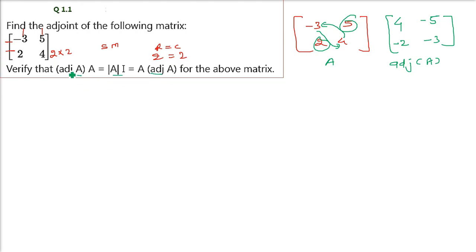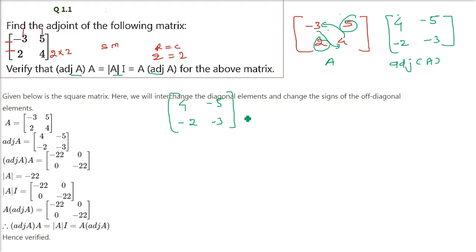There are 3 things which we need to verify. Adjoint A we have already found, and A is given, so you can do the multiplication. I told you, you need to know matrix multiplication. I'll do one of them. So 4, -5, -2, -3 is adjoint A, and I am multiplying adjoint A with A, which is -3, 5, 2 and 4.